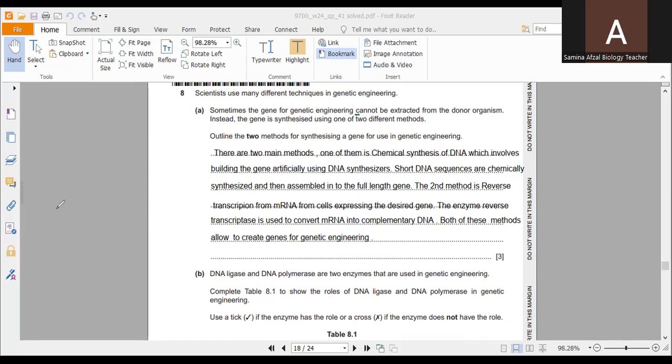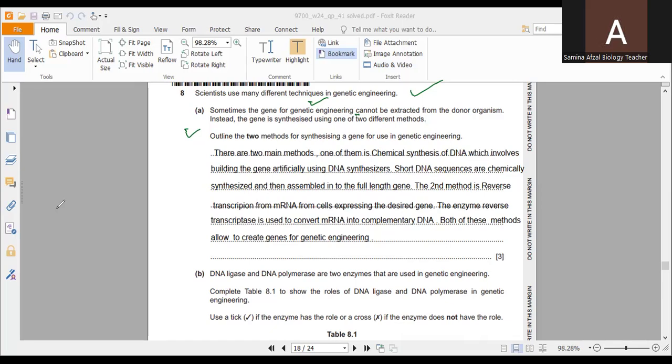Now, coming to the question. For genetic engineering, sometimes we are unable to extract the gene, and then the gene is synthesized using one of the two different methods. So we have to write the two different methods for synthesizing a gene for use in genetic engineering. So here, you can see gene synthesis.